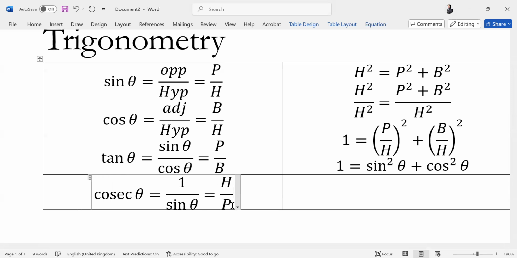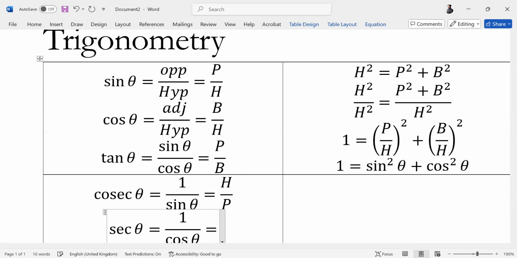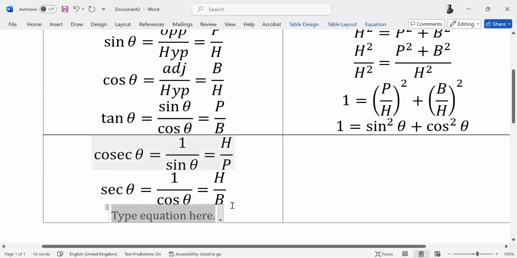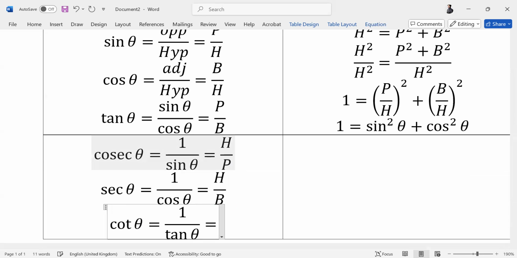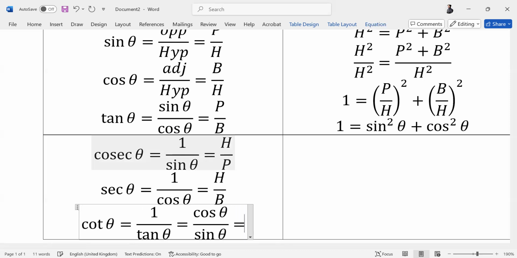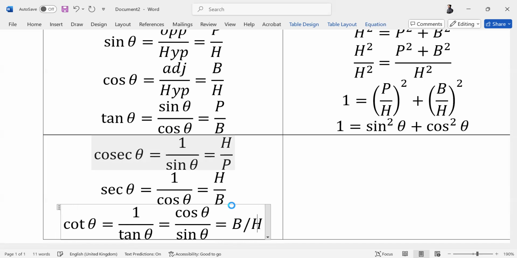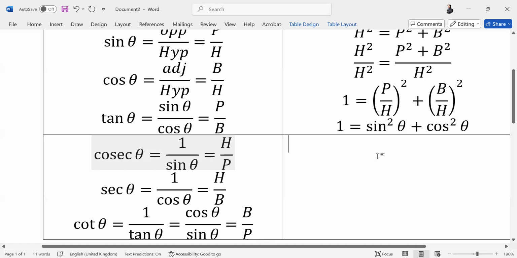Hypotenuse upon perpendicular. Just to help you understand the future identities, I'm mentioning it. Note it down. Similarly I have sec theta, which should be 1 upon cos theta, or I can say that is hypotenuse upon base. And I have cot theta, which is cotangent or 1 upon tan theta, or I can write it as cos theta upon sine theta, which is base upon perpendicular. Is this clear? Anything that is not clear till this point?